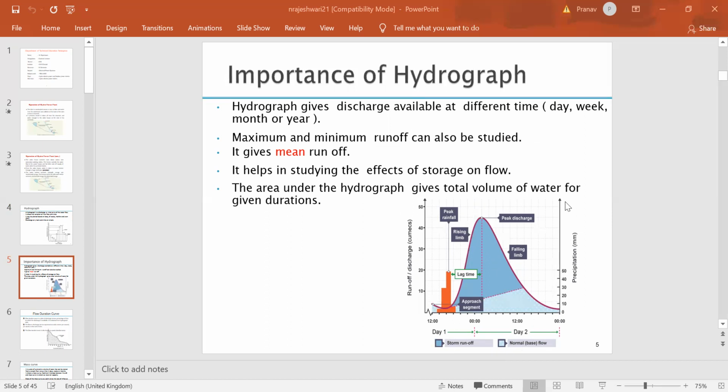This also takes the precipitation on the y-axis. So the area under the hydrograph gives the total volume of the water for the particular given duration. This is the importance of the hydrograph.